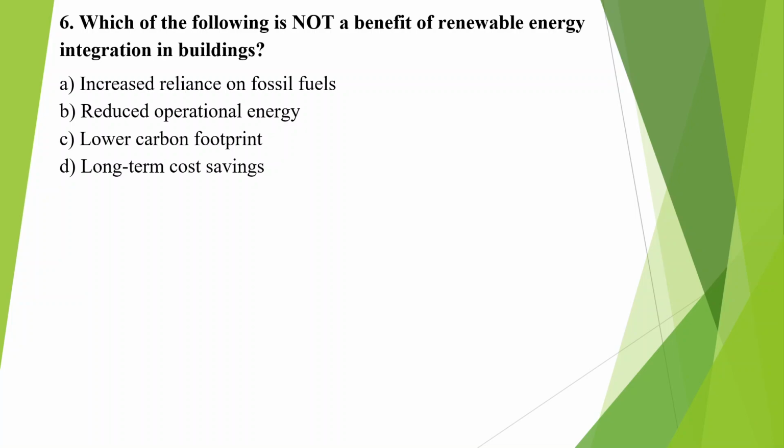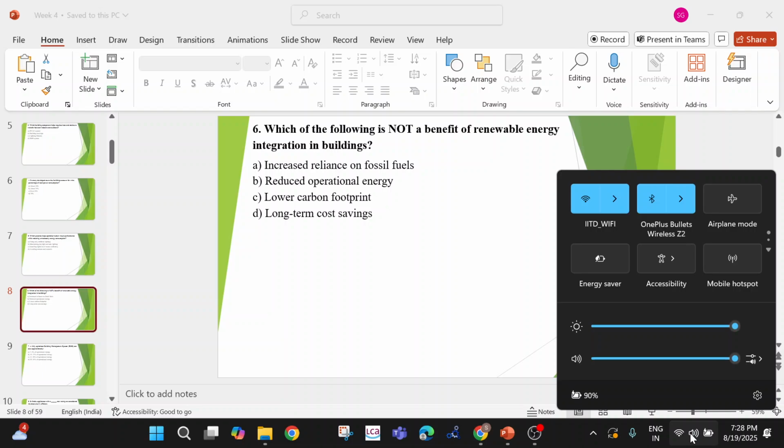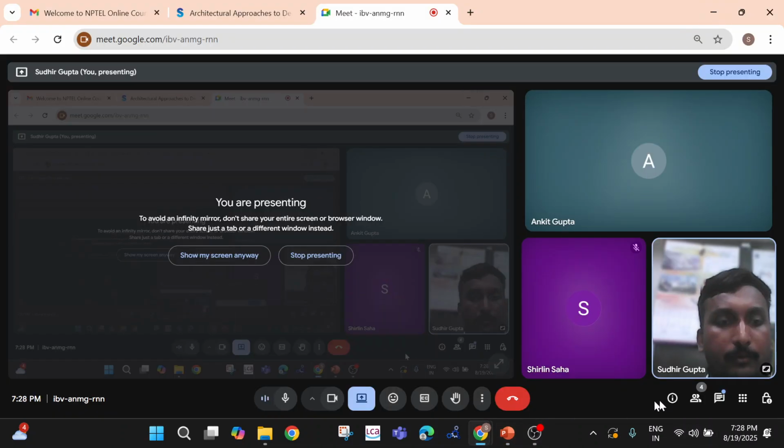Increased reliance on fossil fuels, reduced operational energy, lower carbon footprint, or long-term cost savings. So you try to eliminate the benefits, then you can easily reach the renewable energy integration benefits, and you can find out which one is not the benefit. You try to give an answer for this question number 6. So let me see how many of you have answered it.